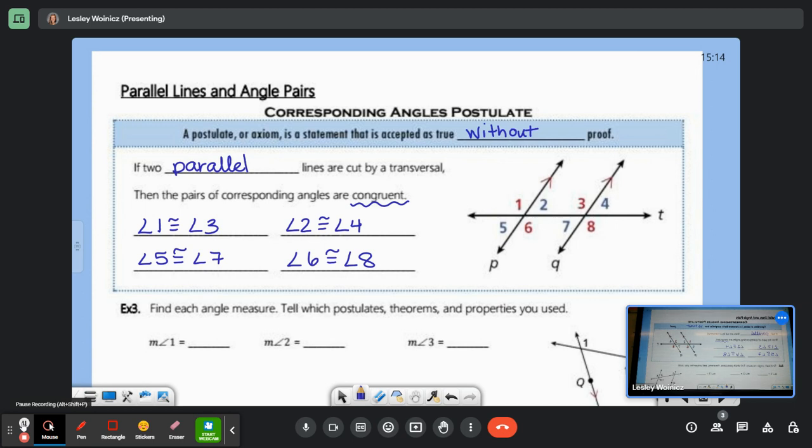So, you see why this is the important part of what we're doing? Because if I know that certain angles are congruent, then I can solve for stuff. If they're not congruent, then it's just, who cares, right? This is the important part. This is only true if our lines are parallel. If the lines aren't parallel, then I can't say any of this.